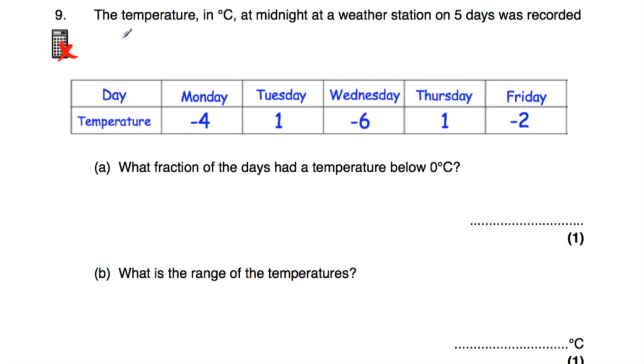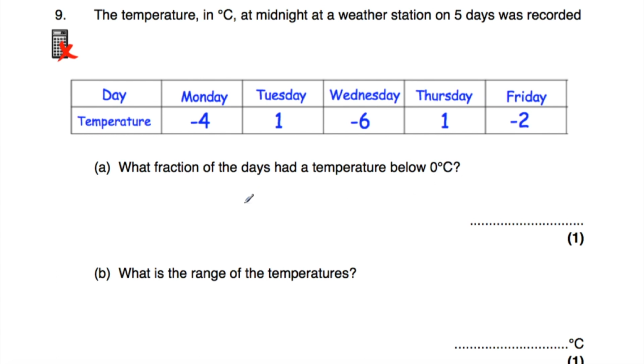Okay, let's have a look at question number 9. So question number 9 says, the temperature in degrees Celsius at midnight at a weather station on 5 days was recorded. So we've got these 5 days, Monday, Tuesday, Wednesday, Thursday, Friday, and we've got their temperatures, -4, 1, -6, 1, and -2. And the question says, what fraction of the days had a temperature below 0 degrees Celsius?